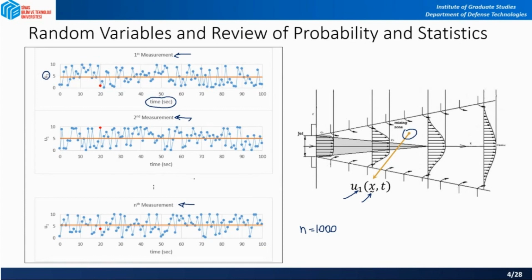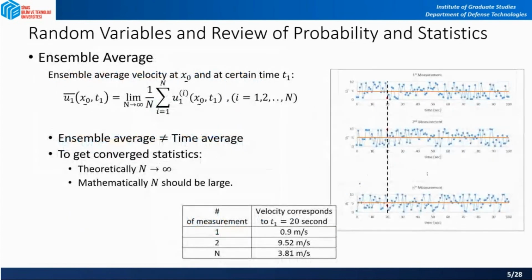This could be data of temperature. It could be concentration, etc. Everything depends on your application. My application here is just one component of velocity. So depending on data sets like this, we define some statistical tools. First of all, the ensemble average.